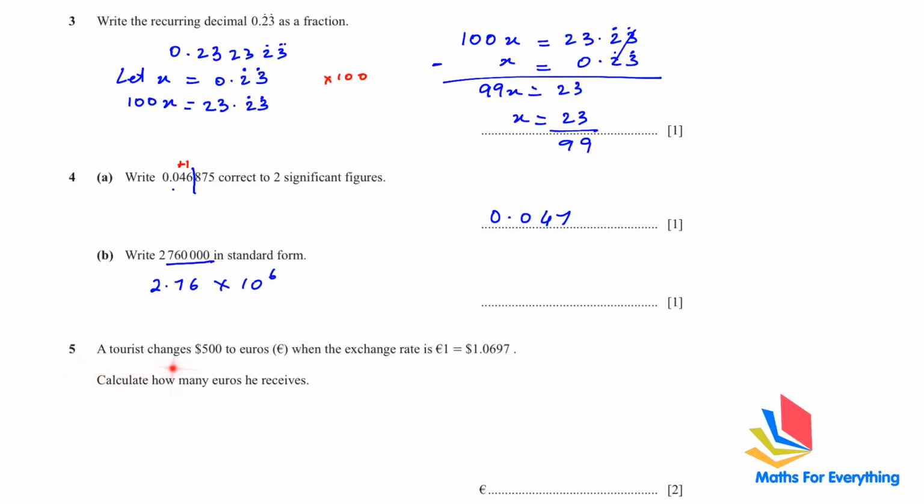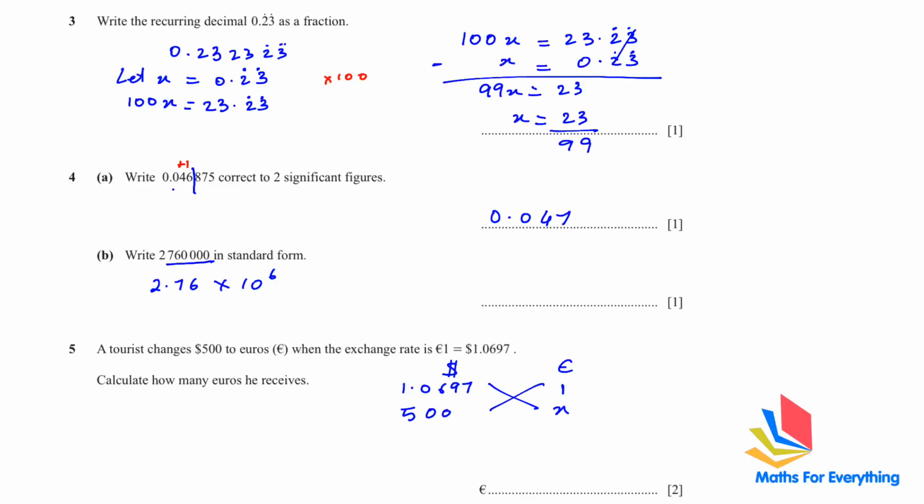Next, a tourist changes $500 to euros. When the exchange rate is 1 euro is equal to $1.0697, how many euros does he receive? Always for questions like this, write your currency on the top. This is your dollars and this is your euros. $1.0697 gives you 1 euro. Therefore, $500 will give you how many euros?